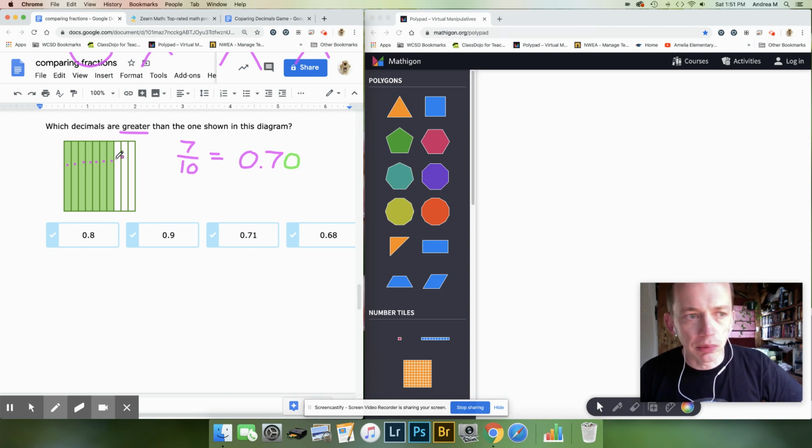Now, I want to point out, we would take a look at this in class. I would point out here that they are saying decimals, which is plural, right? That means there's more than one. So which ones are greater than?